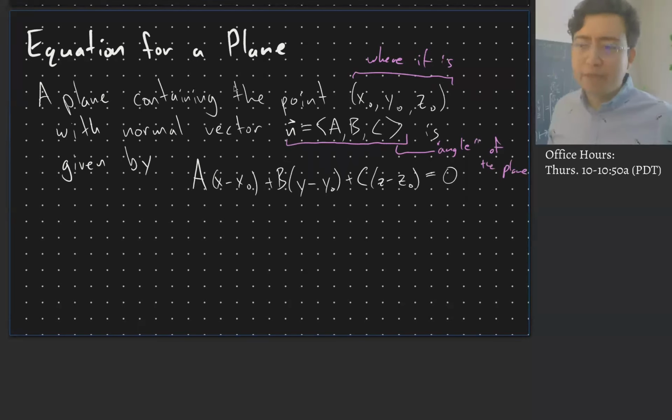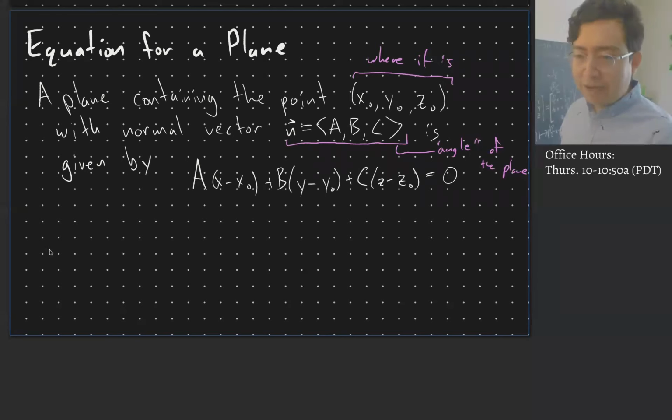Okay. And then this formula kind of combines all of that into just one nice formula. Points x, y, z that satisfy this formula are points that are on the plane. So let me explain why that is.